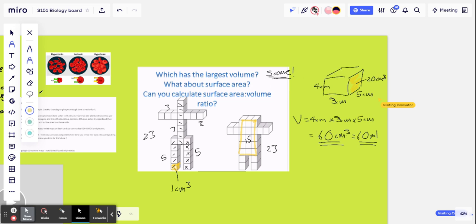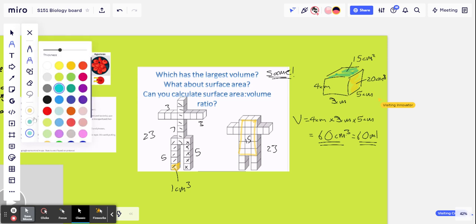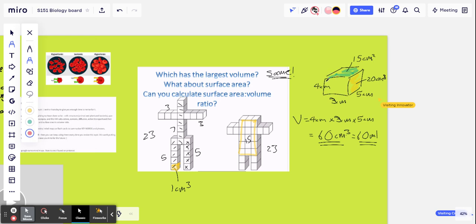Then we've got the one on the top. That's going to be 3 multiplied by 5, so that's 15 centimeters squared. And then there's one in the middle. I'm going to use red this time. That's going to be 4 times 3, so that's 12 centimeters squared. Now, don't forget with these questions, this is a very common mistake, there are also 3 more faces on the other side.